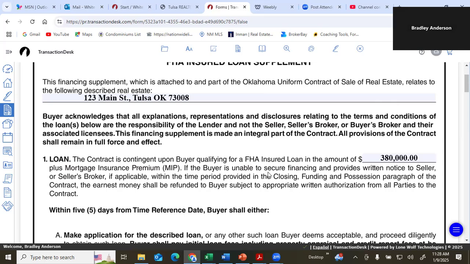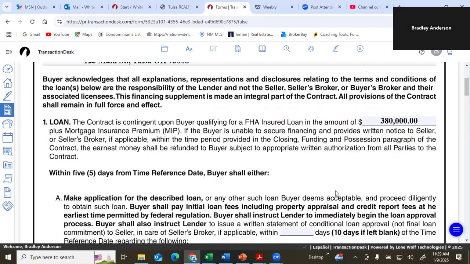Plus mortgage insurance premium, if applicable. So if the buyer is unable to secure financing and provides written notice to the seller or seller's broker, if applicable, within the time period provided in the closing, funding, and possession paragraph of the contract, the earnest money shall be refunded to the buyer, subject to appropriate written authorization from all parties to the contract. If you remember, the only date that you fill in the closing, funding, and possession paragraph is the closing date. So they have until the closing date to get financing, to get underwriting.